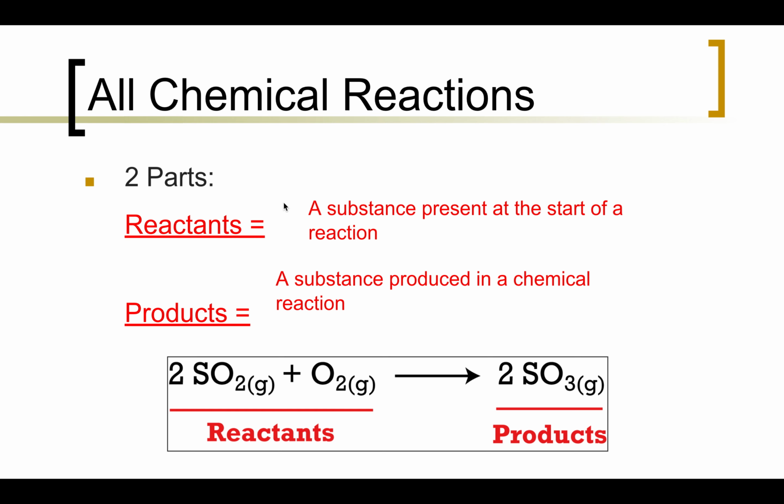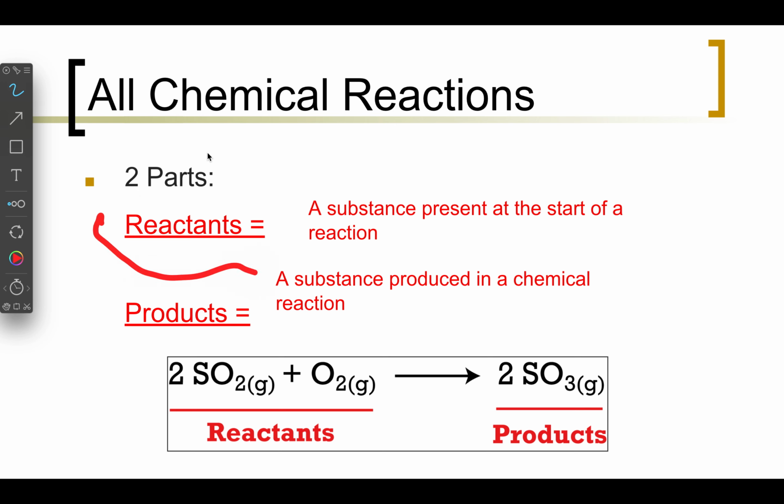Okay, so in a chemical equation, right, we have the reactants and the products, right? So the reactants are what we start with, and the products are what's produced or what we end with.